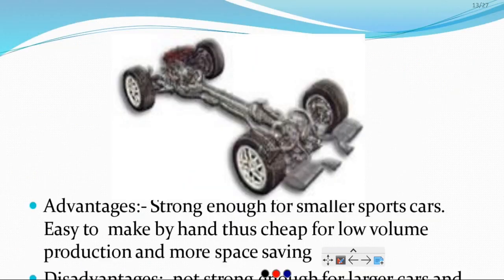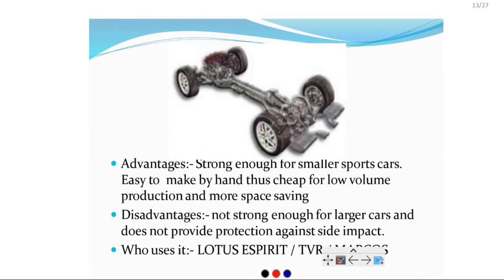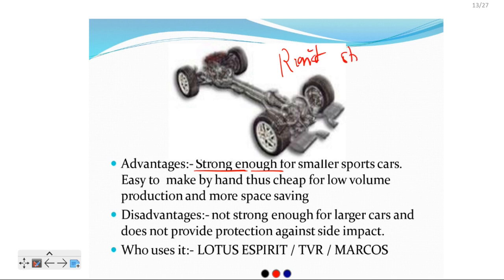Next, you can move ahead with the advantages. I say the advantages are very, very important. So how are advantages important? Let us understand. What is the advantage? Basically, this one is very small. Strong enough means bending and torsion rigidity is good. This one is rigid, I'll say a strong one. Used in smaller sports cars, easy to make by hand, thus cheap for low volume production, and more space.